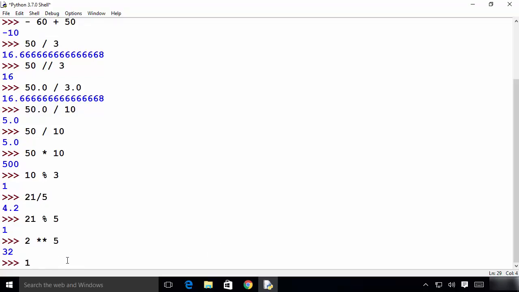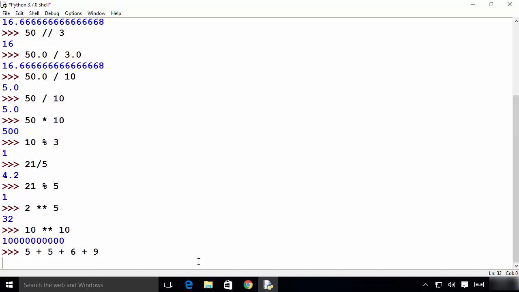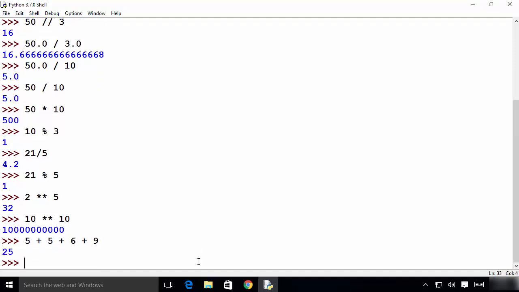Or I can just write 10 and then double asterisk and then, for example, 10 once again and press enter. It's going to give me the result of 10 to the power 10. Now it's also possible to do these mathematical operations on more than one number. So for example, I can write 5 plus 5 plus 6 plus 9, and it will give me the result of the addition of these four numbers.